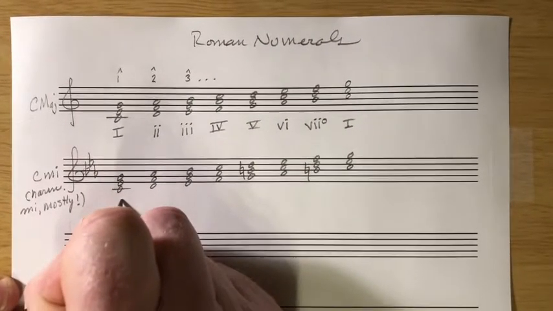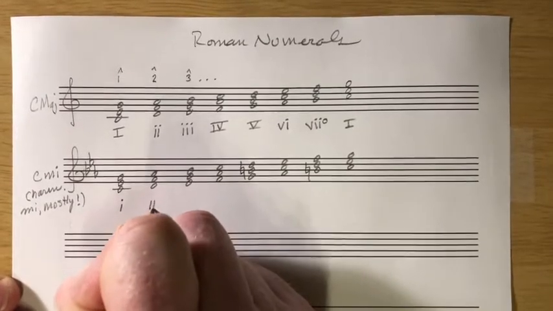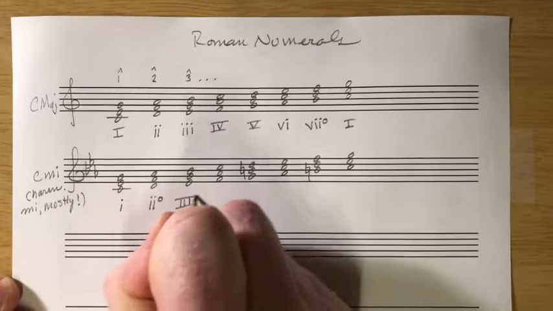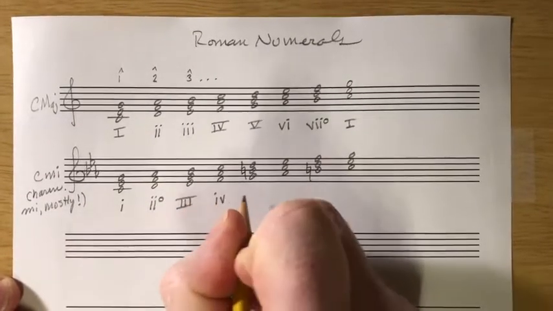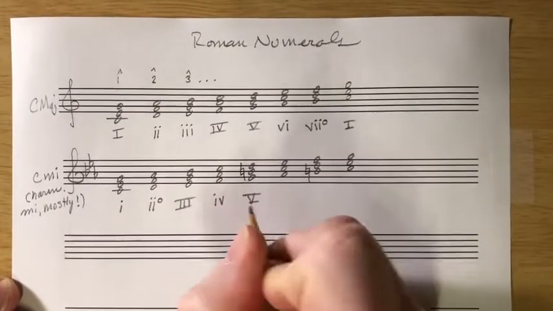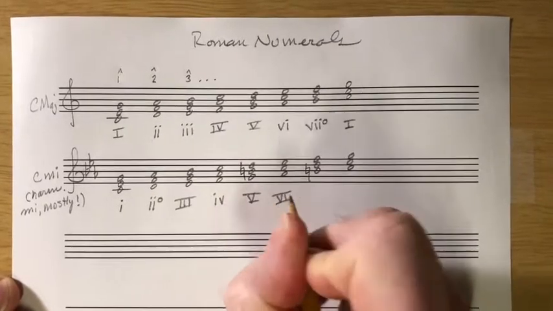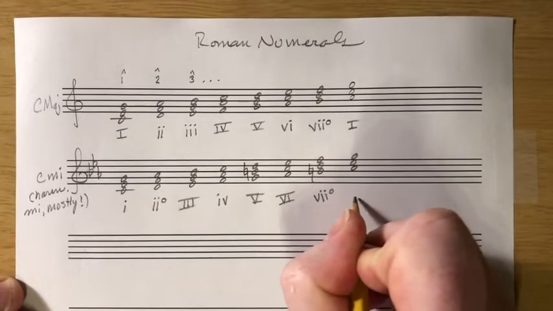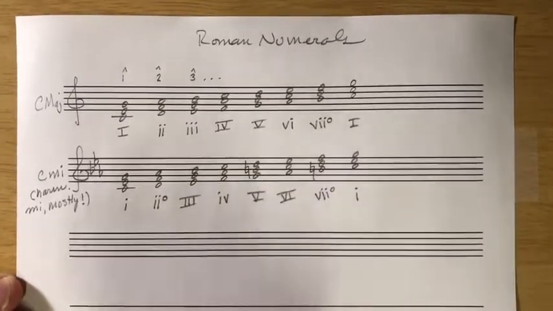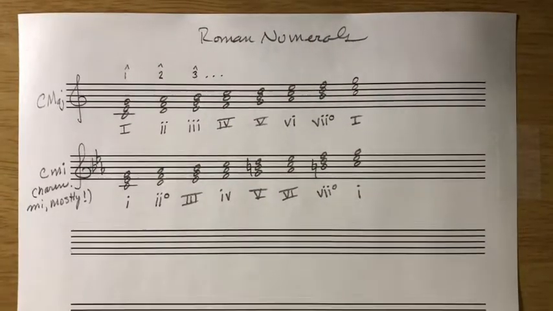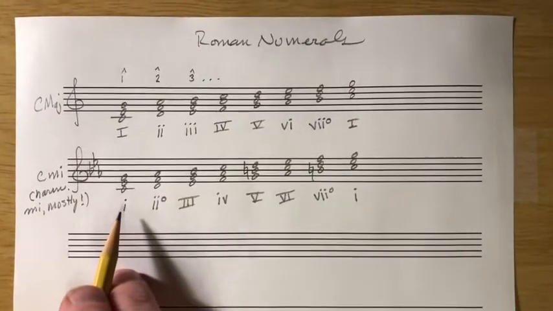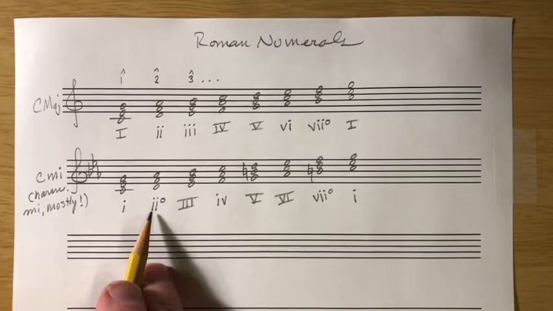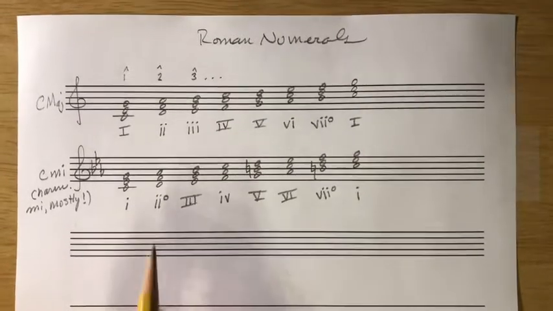The 1 chord, the 2 chord, the 3, 4, 5, 6, 7, and the 1 on the top. So we see how the qualities change: minor for the 1, diminished for the 2, and so forth.